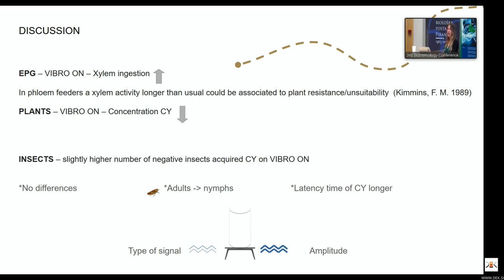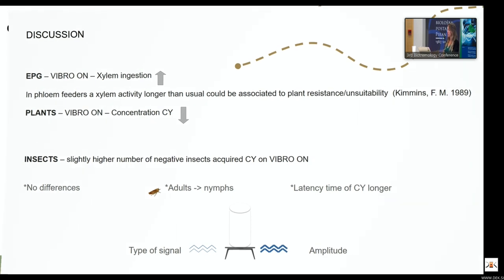Regarding the insects, a slightly higher number of insects acquired CY on vibration on. This could really be that there are no differences in the acquisition. However, we have hypothesized some things, like we have worked with adults, and usually nymphs are better to acquire the phytoplasma. Also, the latency period that we gave after the acquisition could not have been long enough. And most importantly, understanding now that we had some results, even if we have created a vibrational signal, which was an entire white noise, we could work better on this disturbing noise to make it more specific, and also try different amplitudes, because we know the amplitude could also interfere with the disruption. So there is still a lot to work on with this.